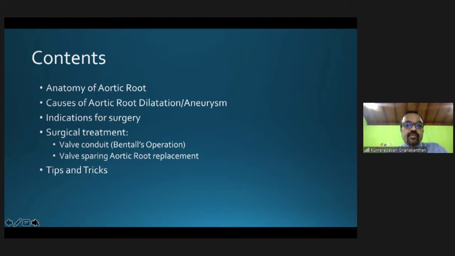Following that, I'll be mainly considering the valve conduit replacement, that's the Bentall operation, and then a few things about the valve-sparing aortic root replacement. While mentioning the surgical treatment, I will provide some tips and tricks.